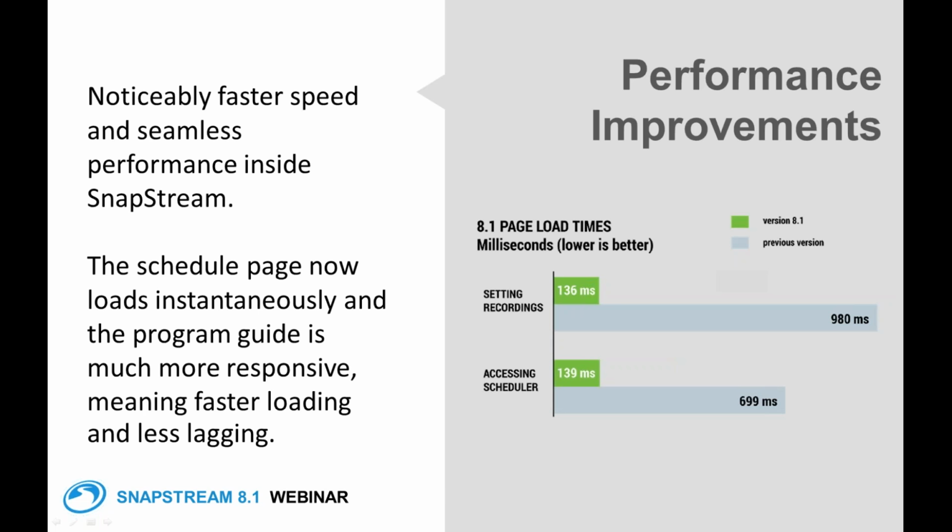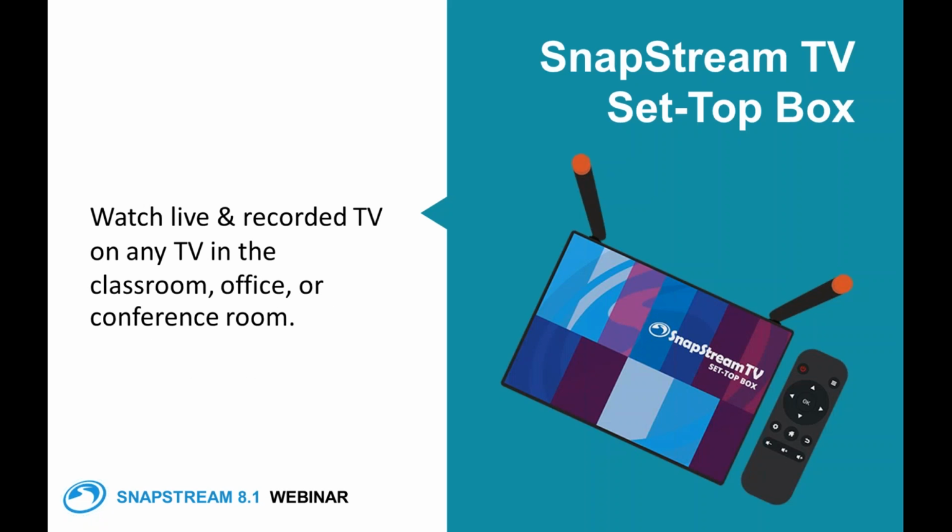Now, something we touched on briefly in our previous webinar, but something I definitely want to bring up again today, is that we've added a brand new option for SnapStream, which is our SnapStream TV set-top box. This works hand in hand with the server that you have on your network to play content back to a television, whether it be in a classroom, an office, or a conference room. You can not only watch live TV, but also any recordings that are on your SnapStream, essentially anywhere you can hook up an HDMI cable.